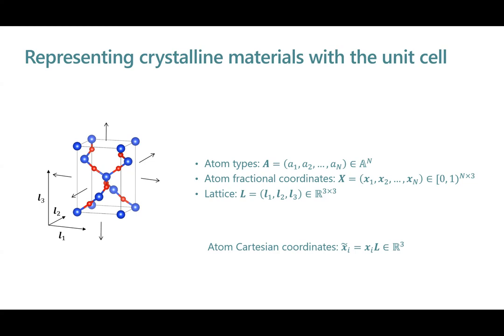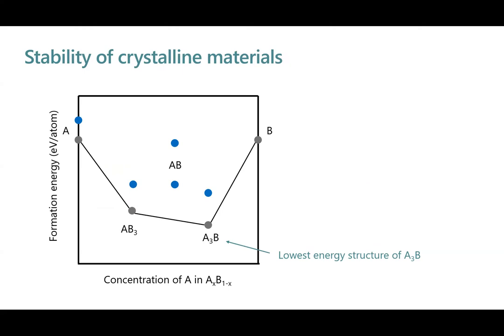Now that we have defined the space of materials, this is the mathematical space of materials that we just defined. The next question is how do you know which of the materials is stable? In principle, for given two elements, you can form infinitely many different periodic arrangements of atoms in three-dimensional space, but which of them are stable? We only want to generate stable materials.